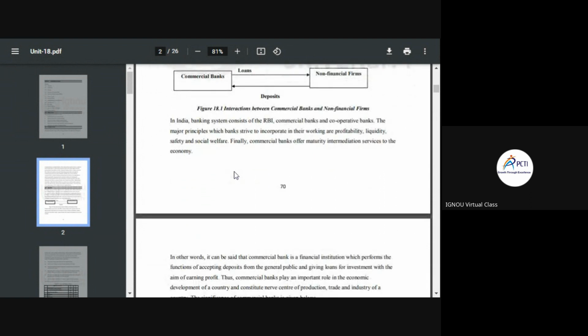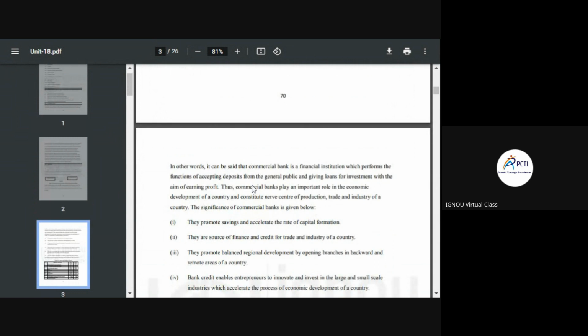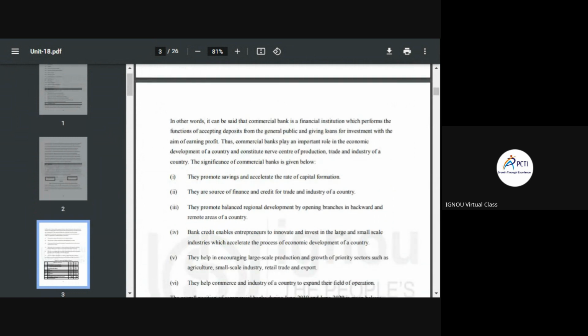So basically, the Indian banking system consists of the RBI, commercial banks, and cooperative banks. The major principles which banks strive to incorporate in their workings are profitability, liquidity, safety, and social welfare. Finally, commercial banks offer maturity intermediation services to the economy. In other words, a commercial bank is a financial institution which performs the functions of accepting deposits from the general public and giving loans for investment with the aim of earning profit.